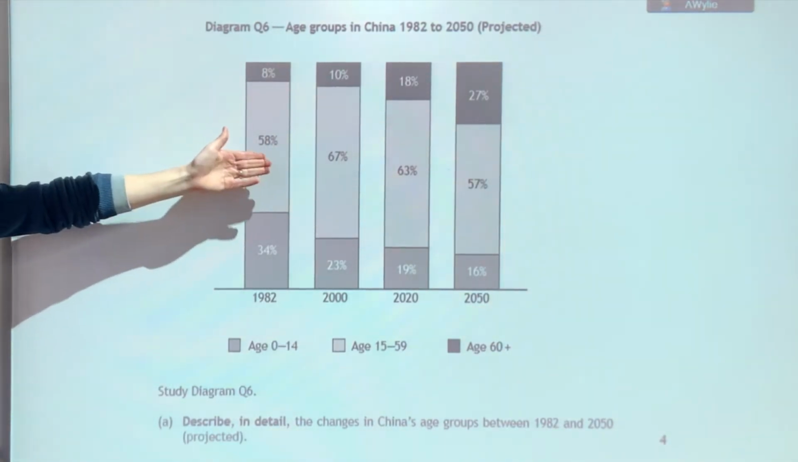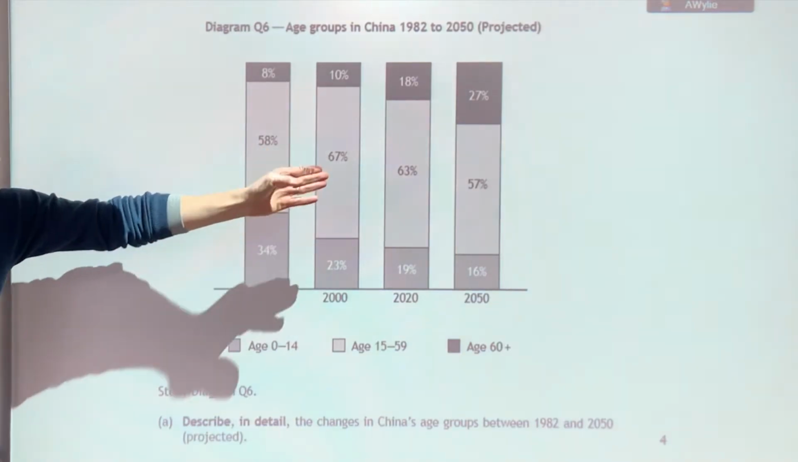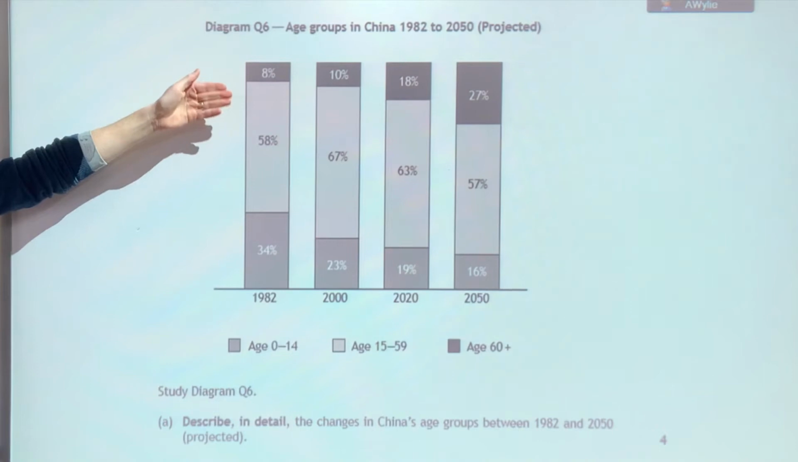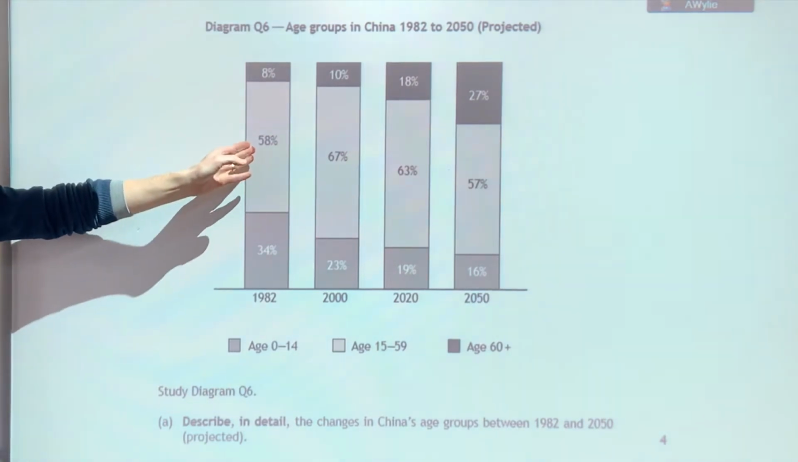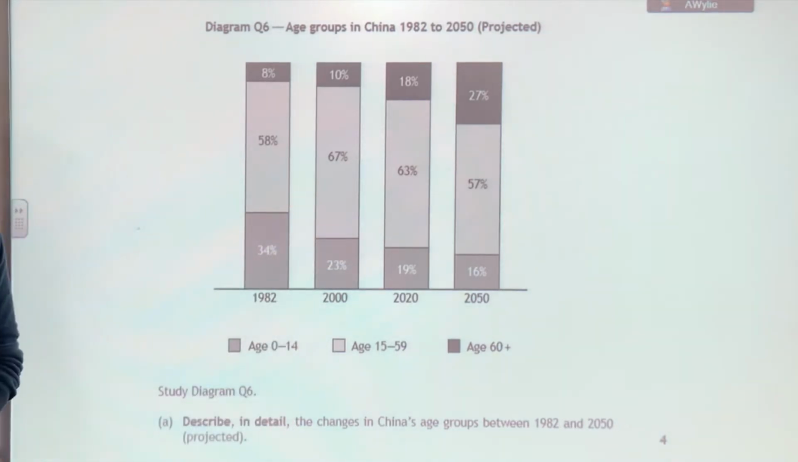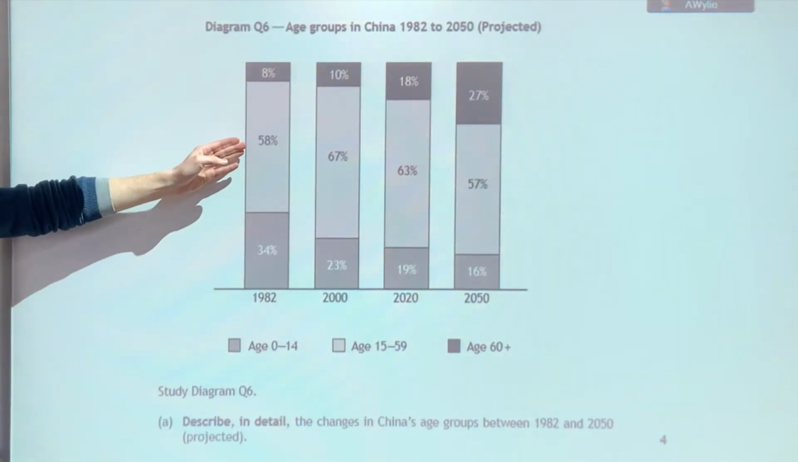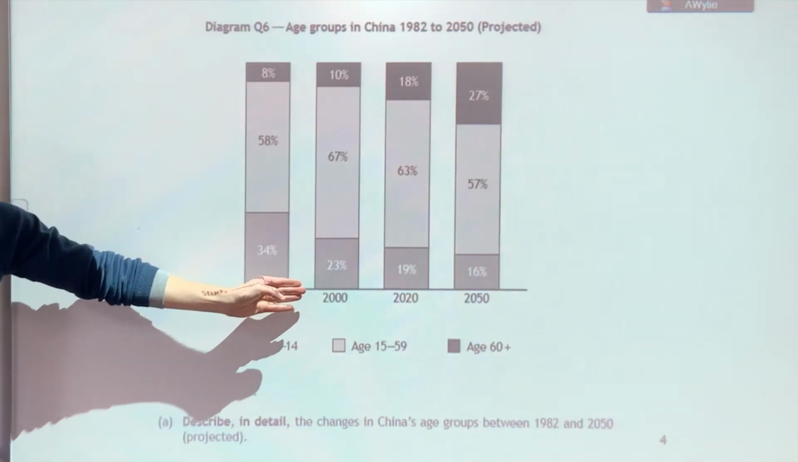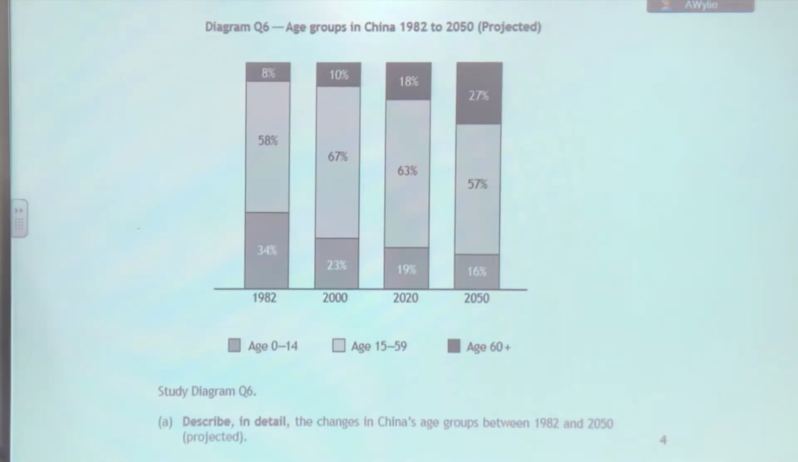I might then work down to the next pyramid, the next age group, and I might say the 15 to 59 age group has decreased by 1% from 58% in 1982 to 57% in 2050, which is a 1% decrease. To get a further mark, however, I might actually say that this age group increased from 58 to 67 between 1982 and 2000, before then decreasing, and I'd get another mark for pointing that out.